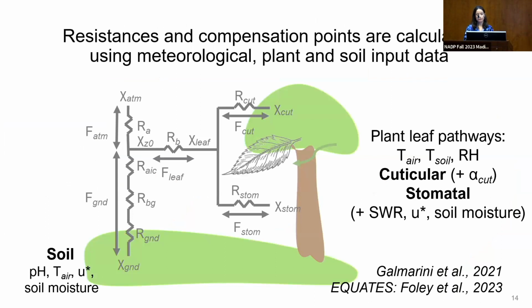So just briefly to introduce the factors that we test that contribute to each of these pathways. For soil, it's pH, air temperature, friction velocity, and soil moisture. For the cuticular and stomatal pathways, they're both affected by air temperature, soil temperature, and relative humidity. The cuticular pathway is also affected by this empirical parameter from the literature that's known as alpha cuticular, which relates those fluxes to relative humidity, by land cover, I should say. And for stomatal fluxes, they're also affected by shortwave radiation, friction velocity, and soil moisture.